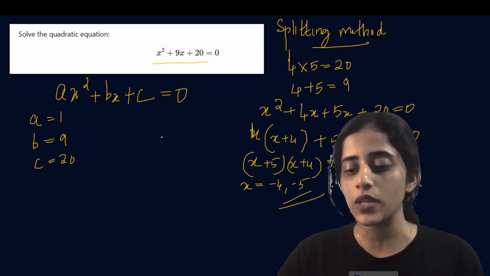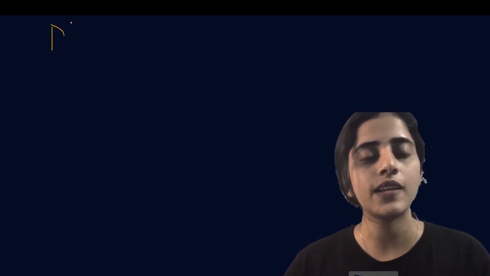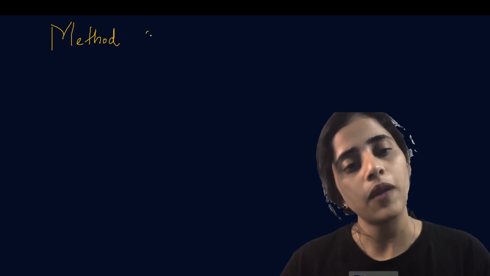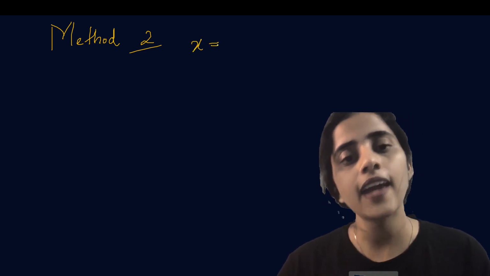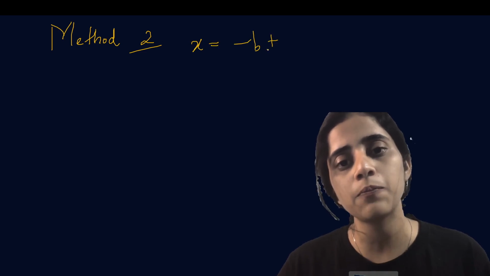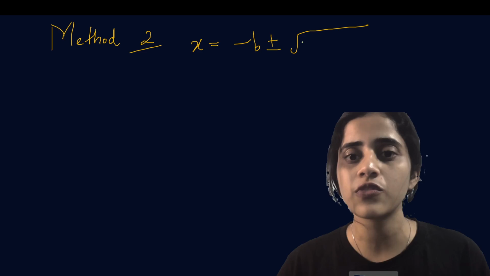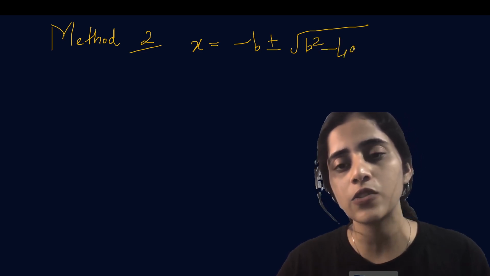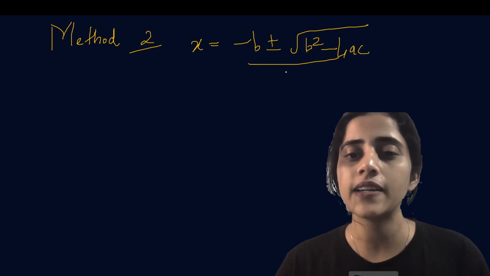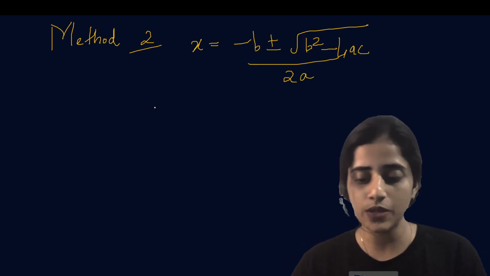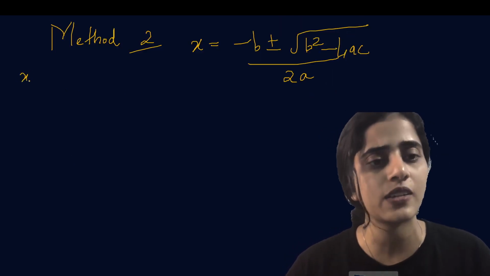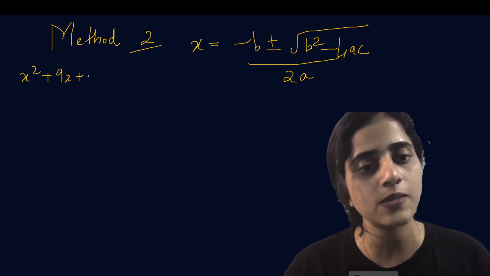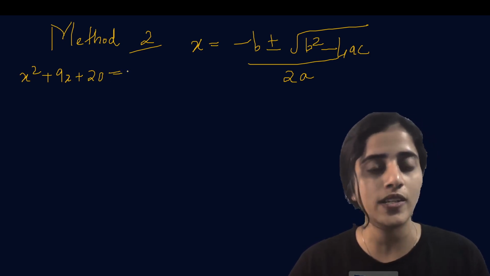Now there's another way of doing it, which is by taking the formula for quadratic equation. Let's look at method 2. Method 2 is by using the formula x is equal to minus b plus or minus root of b square minus 4ac by 2a. Now what was our question? x square plus 9x plus 20. So let's just write that down here: x square plus 9x plus 20 is equal to 0.